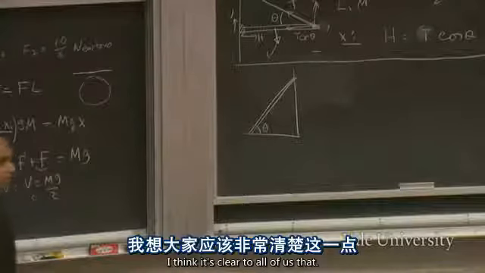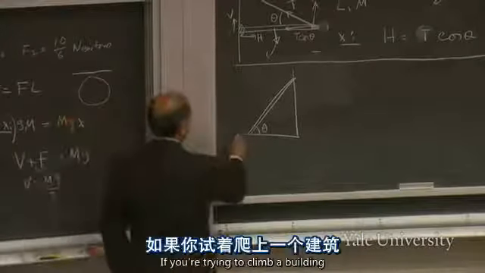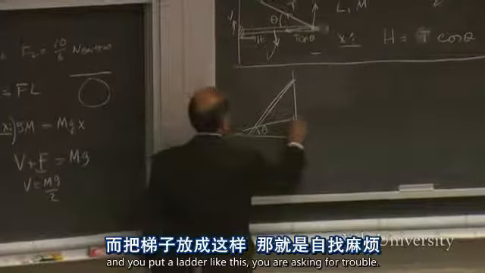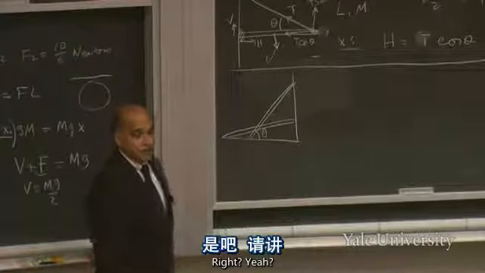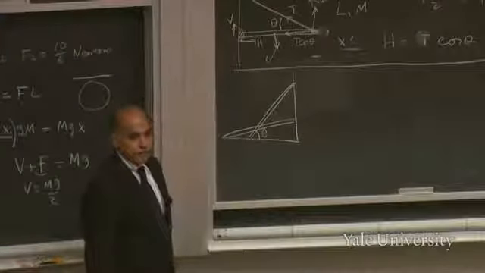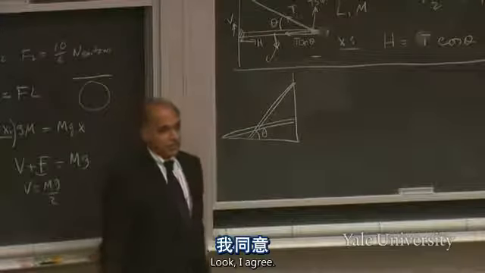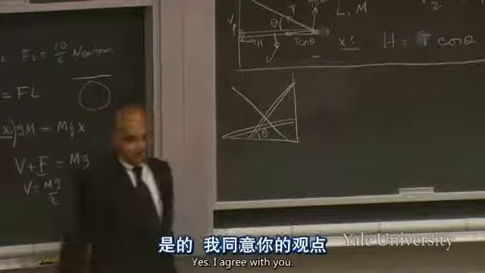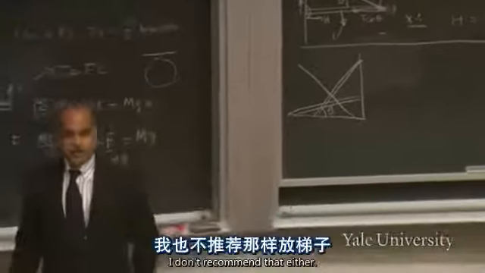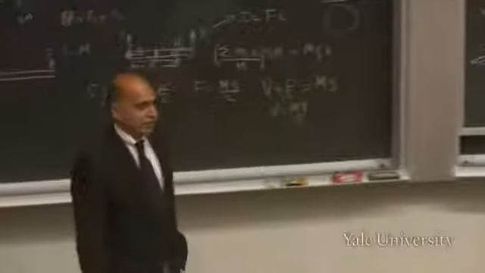I think it's clear to all of us that if you're trying to climb a building and you put a ladder like this, you're asking for trouble, right? Yep. Well, there's also an upper limit if theta is 90 degrees or greater. Look, I agree. You mean 91 degrees, a ladder like this? Yes, I agree with you. I don't recommend that either.